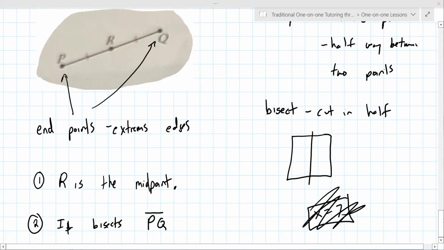Let me know when you have that down so we can move on to the next part of the problem. So bisect means cut in half. Okay.